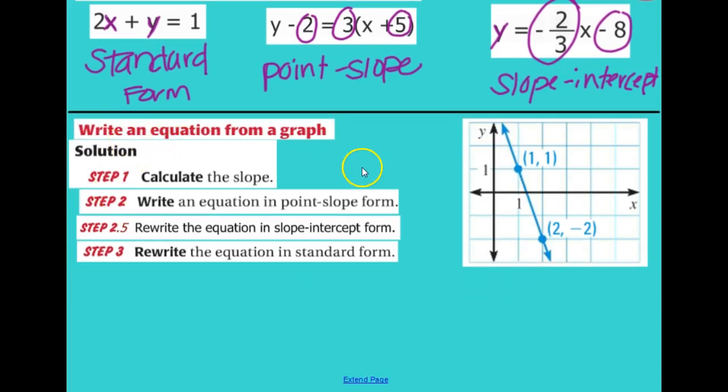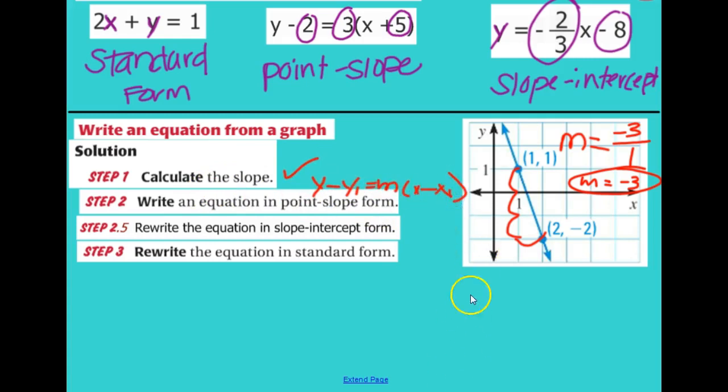Next, write an equation from a graph. We have done this before. Step 1, find the slope. Rise over run, I'm really going down, -1, -2, -3, and over 1. That's the same as -3. We found our slope. Write an equation in point slope form, which is y minus y1 equals our slope, x minus x1. I'm going to use this point, 1, 1, as my x and my y. Just because they're smaller numbers, I prefer to use those.